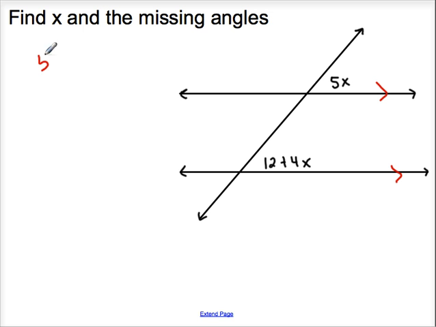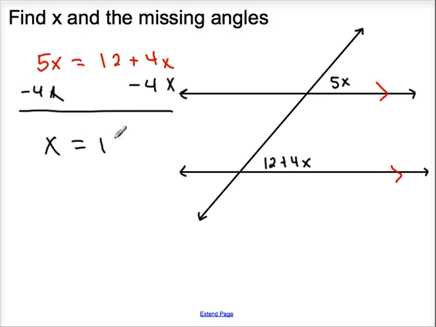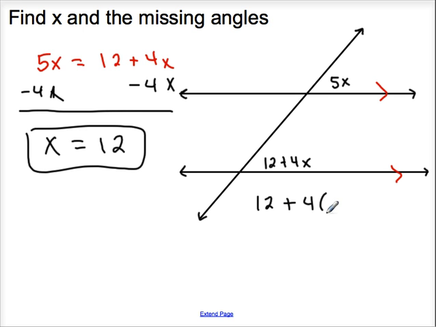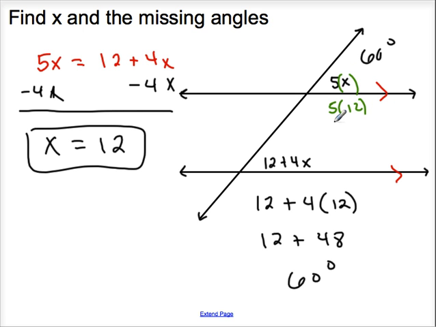So then I could just say, okay, 5x equals 12 plus 4x. Solve for x. I'm going to bring my 4x over, so minus 4x. I get x equals 12, or 1x equals 12. I'm done. And just go back and plug in. So 12 plus 4 times 12, so 12 plus 48, and I get an angle of 60 degrees. So if this is 60, then this one must be 60 as well. And again, I could verify by plugging in for x: this is 5 times 12, and 5 times 12 is 60.